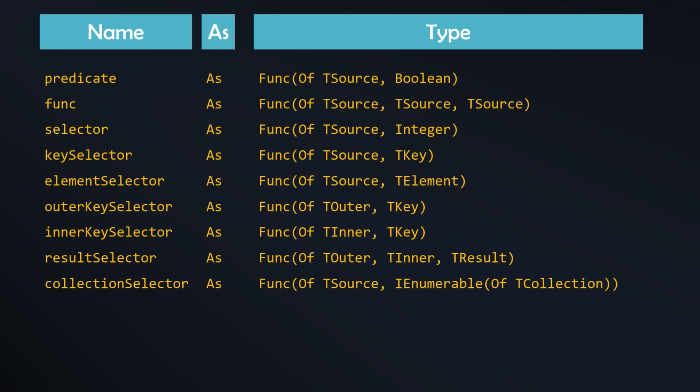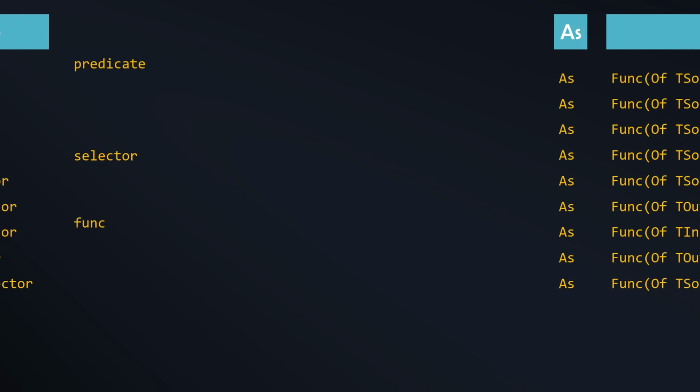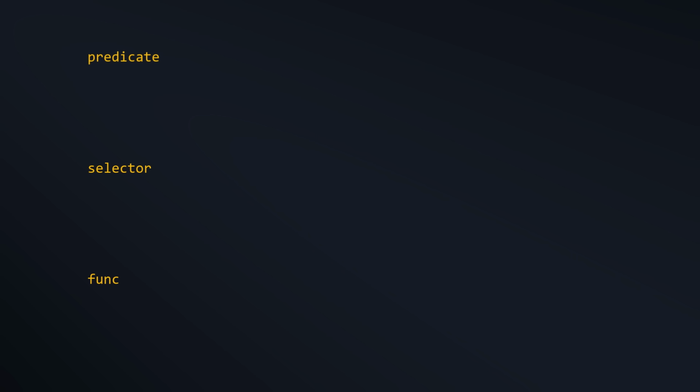We have three kinds of names. The first one is called predicate. The second one is called func. The third one is called selector, or also something else with selector, like key selector, element selector, and so on. So, we have these three kinds of names. Let's understand what each name means. I will start with the first one, predicate.